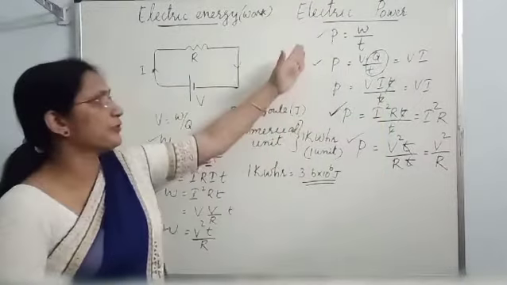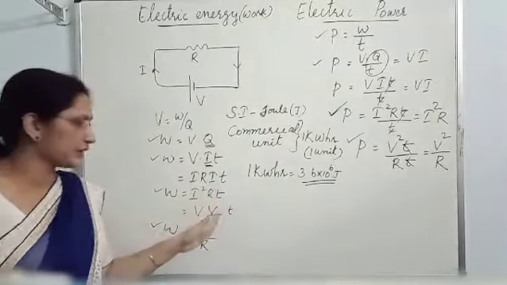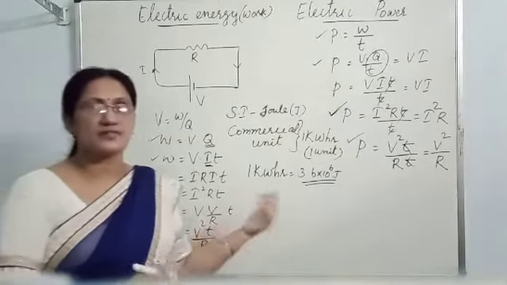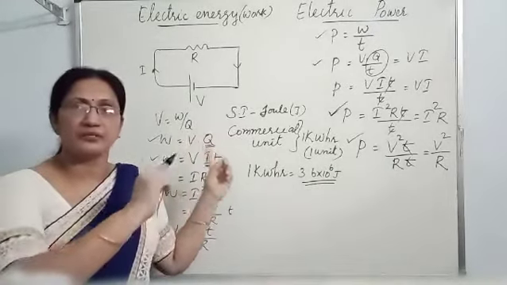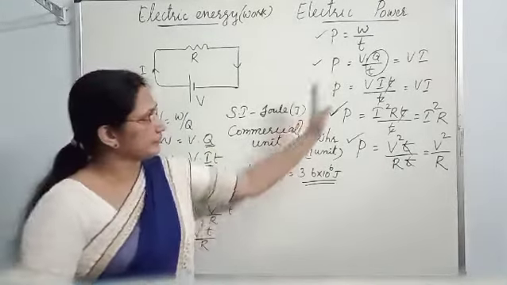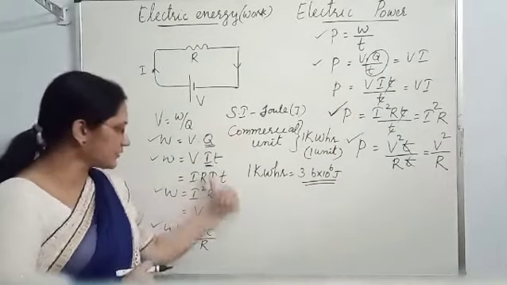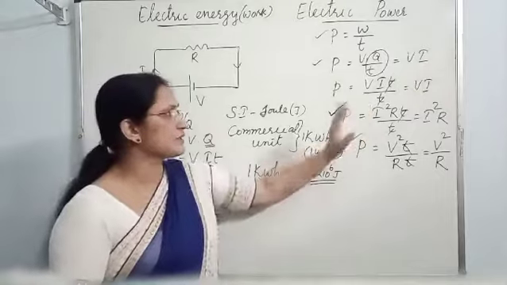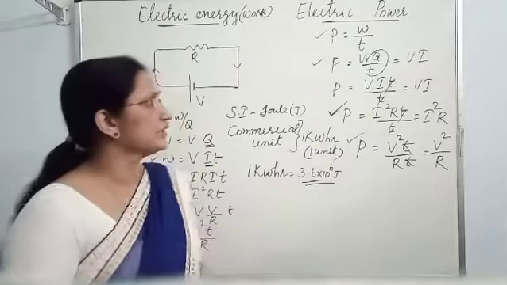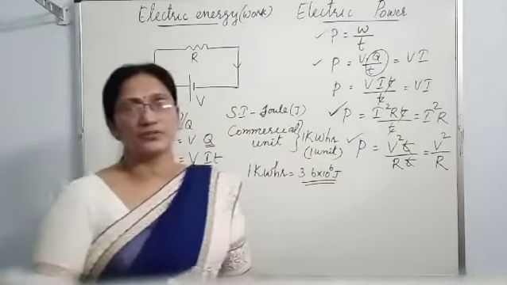So you got four equations for electric power and four equations for electric work. It is easy to remember this work equation. If you divide with T, you will get the equation for power. You learn these four equations. Each equation, when you divide with T, it becomes the equation for power. So these are the four equations for electric power.